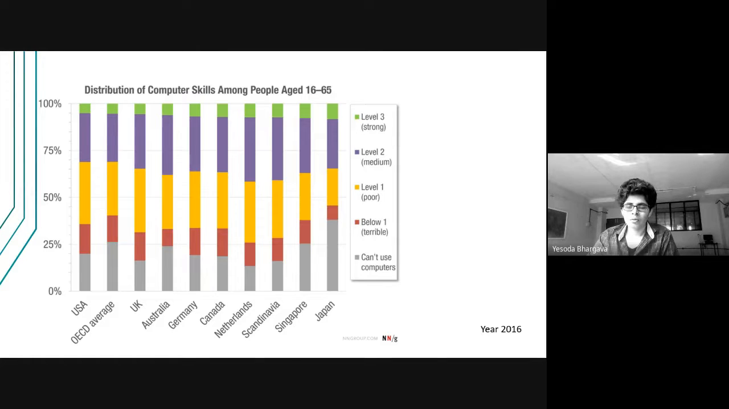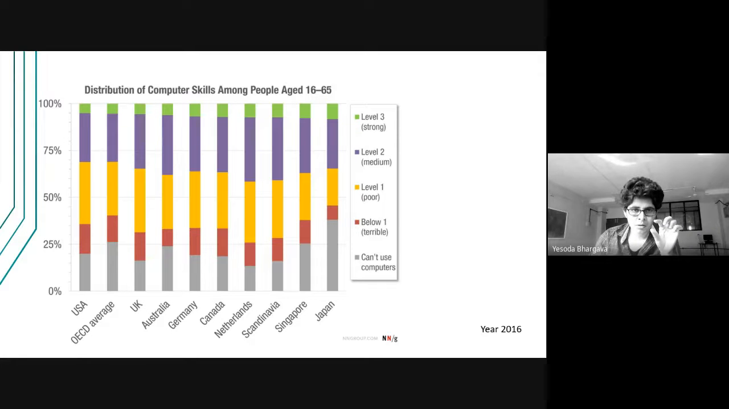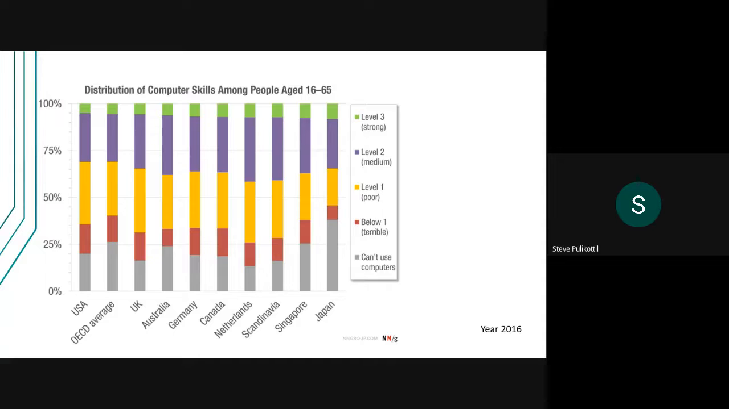So that's what it means in this context. Ma'am, on an average, more than 75% of people can use computer. So you have clubbed level 1 and level 2 when you say that? Ma'am, who can't use computer is less than 25%. Like that I saw. Okay, yeah.